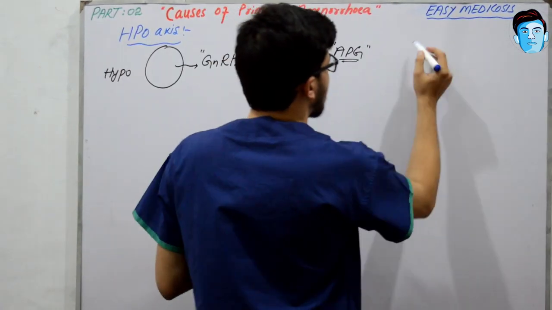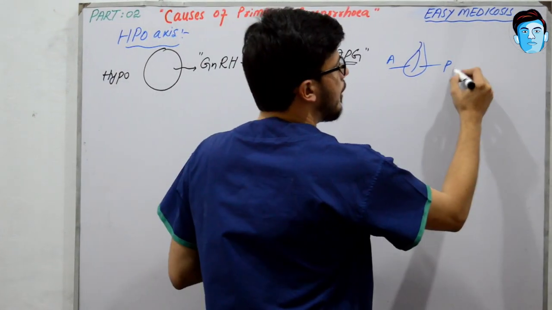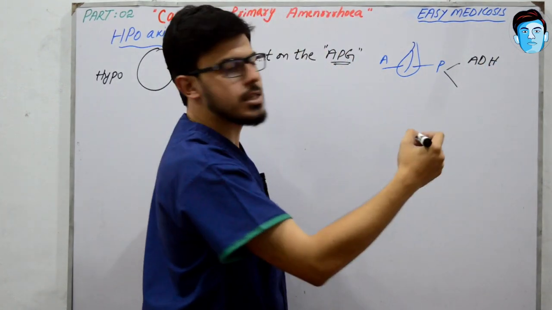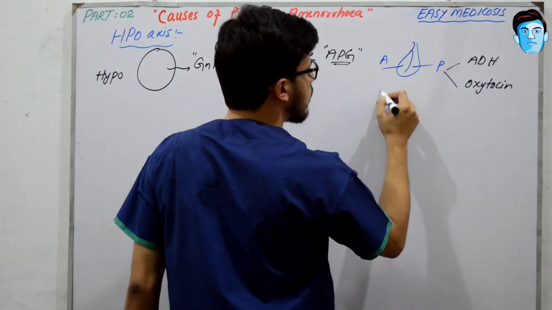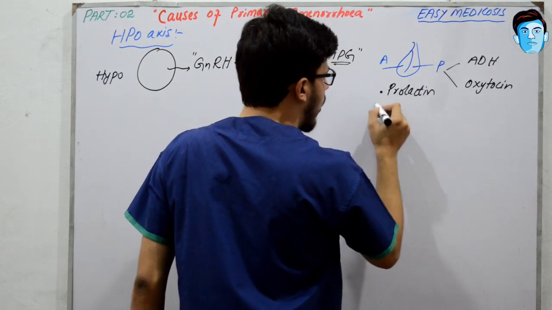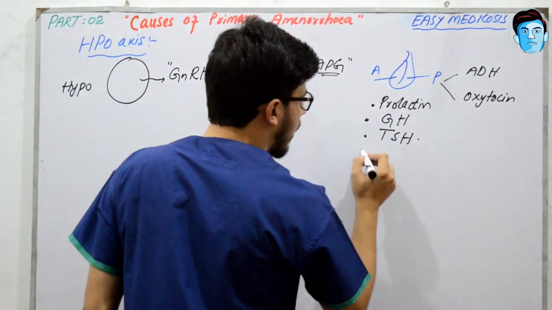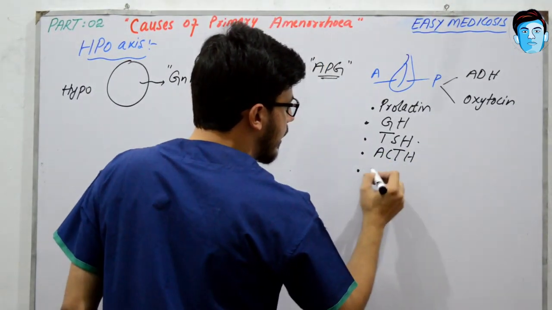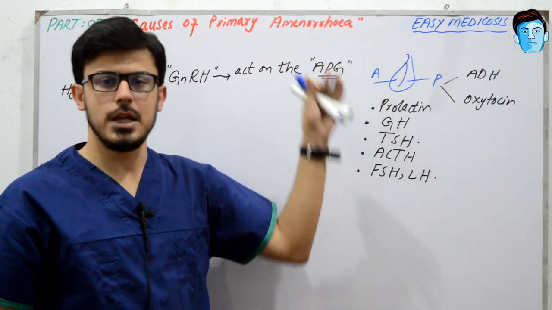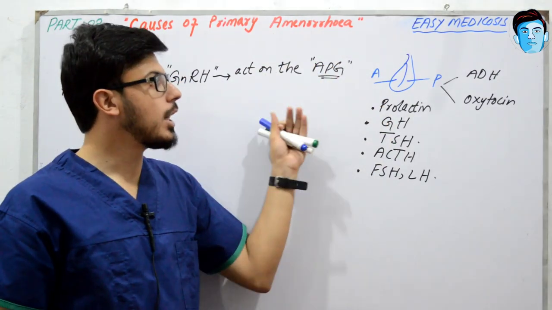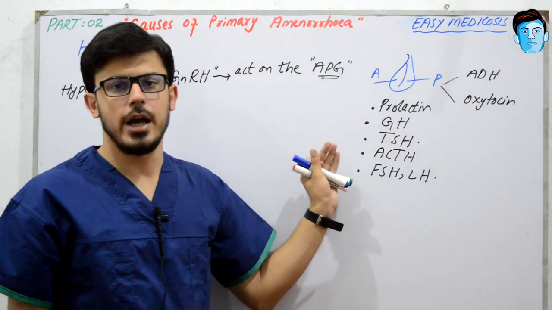As you know, the pituitary gland consists of two lobes, the anterior lobe and the posterior lobe. From the posterior lobe it releases ADH, also called vasopressin, and oxytocin. From the anterior lobe it releases prolactin, growth hormone, also called somatotrophic hormone, thyroid stimulating hormone, adrenocorticotrophic hormone, follicle stimulating hormone and luteinizing hormone.